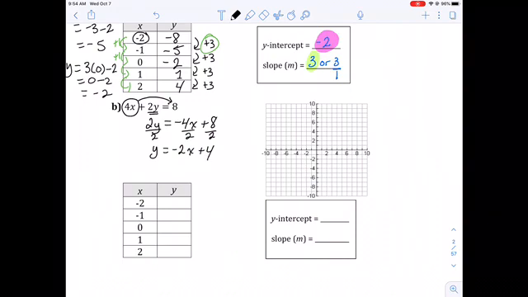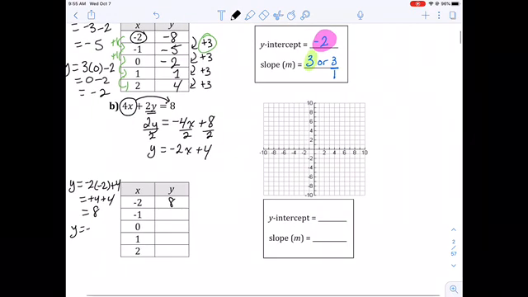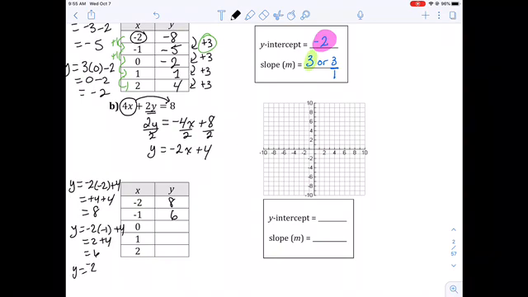Okay? Let's plug our x values into our equation. So when x is negative 2, we get negative 2 times negative 2 plus 4, which is positive 4 plus 4, which is 8. So we have negative 2, 8. When x is negative 1, we get y equals negative 2 times negative 1 plus 4, which is 2 plus 4, which is 6. When x is 0, we get y equals negative 2 times 0 plus 4, and we get the point 0, 4. And I can see right away then the pattern is subtract 2, subtract 2, subtract 2, and subtract 2. So our next value is 2, and our final one is 0.